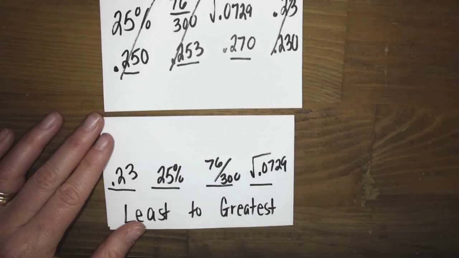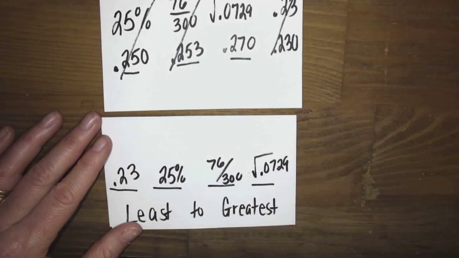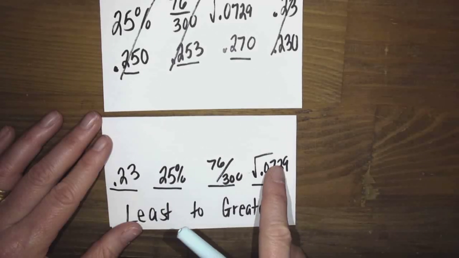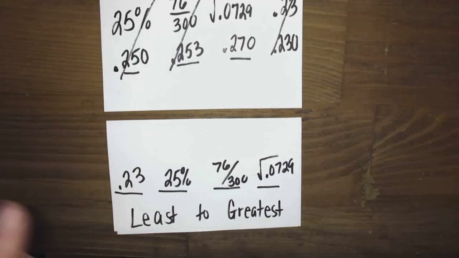Now keep in mind, if they wanted it greatest to least, we would have written it in reverse. This would have been the greatest, second greatest, third greatest, and the smallest. We would have done them in the reverse order. So there is your first video.